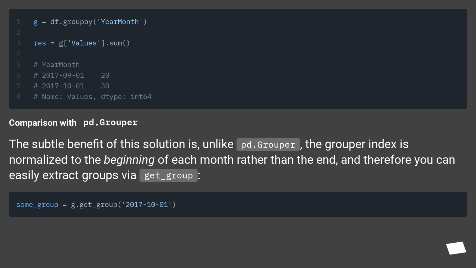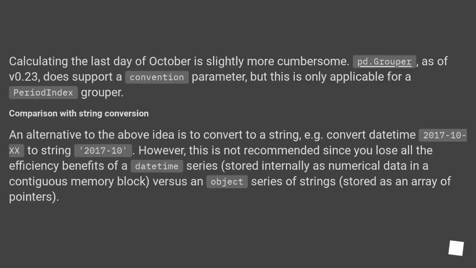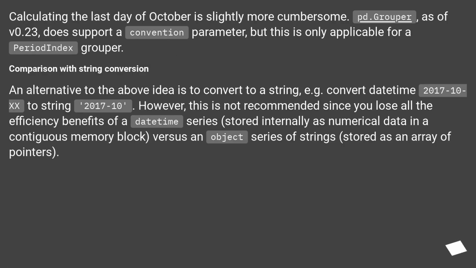Comparison with pd.Grouper. The subtle benefit of this solution is, unlike pd.Grouper, the grouper index is normalized to the beginning of each month rather than the end, and therefore you can easily extract groups via get_group. Calculating the last day of October is slightly more cumbersome. pd.Grouper, as of v0.23, does support a convention parameter, but this is only applicable for a period index grouper.